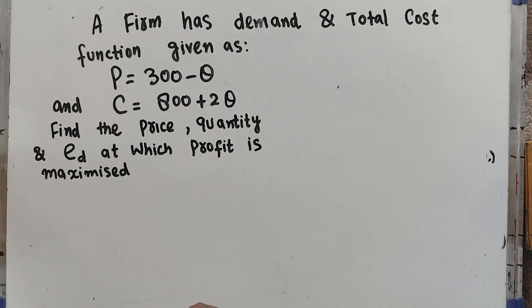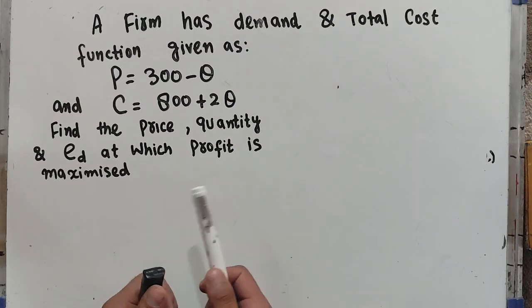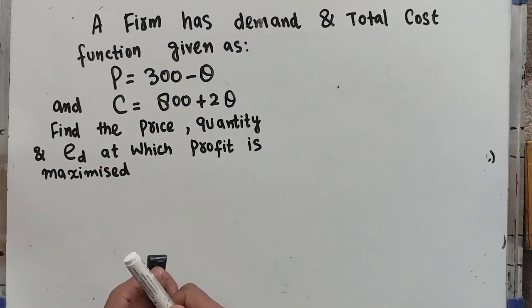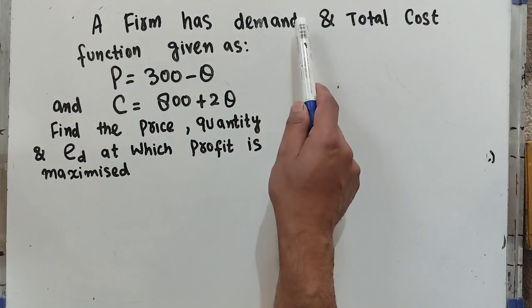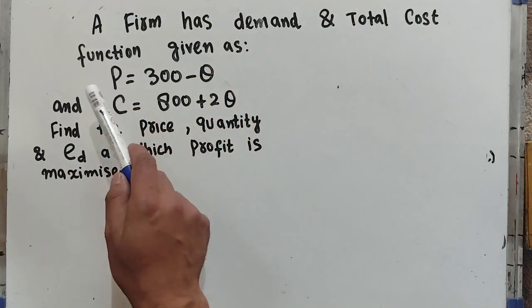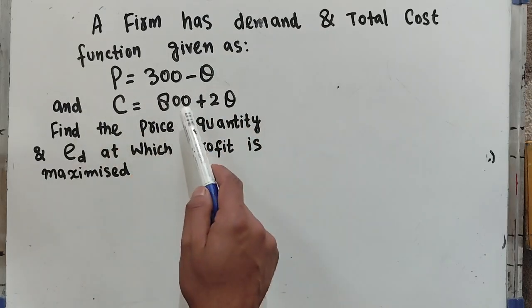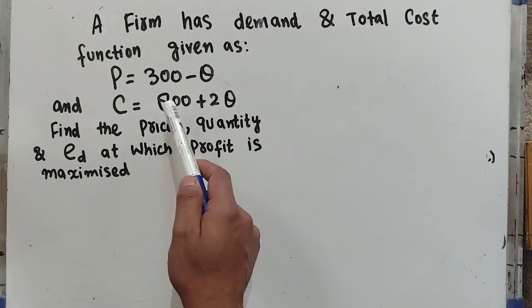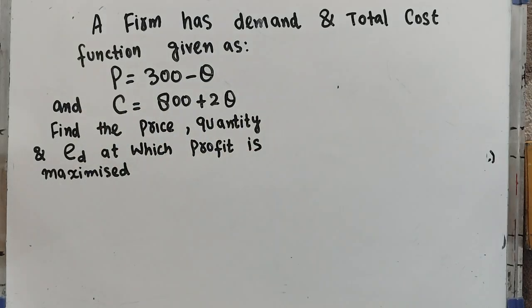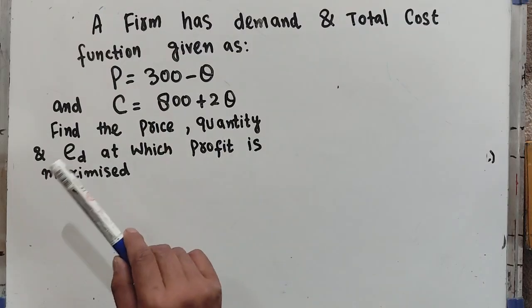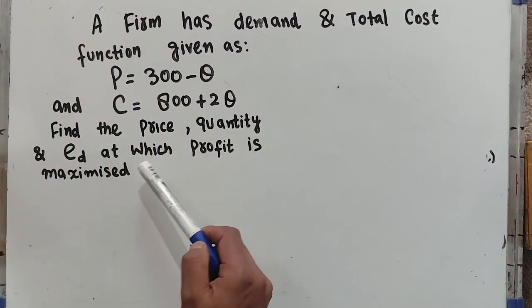So let us learn how to find out profit maximizing price, quantity, and how to find out the elasticity of demand. The question is, a firm has a demand and total cost function given as: demand function is P equal to 300 minus Q, where P is the price, Q is the output, and the total cost function is 800 plus 2Q, where Q denotes the output. We need to find out the price, quantity, and elasticity of demand at which profit is maximized.